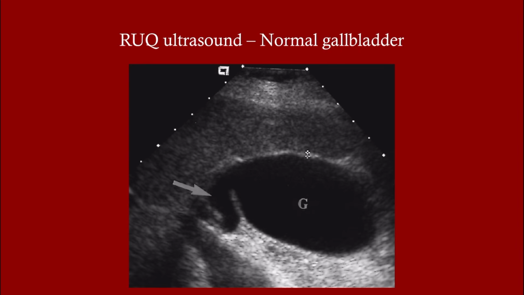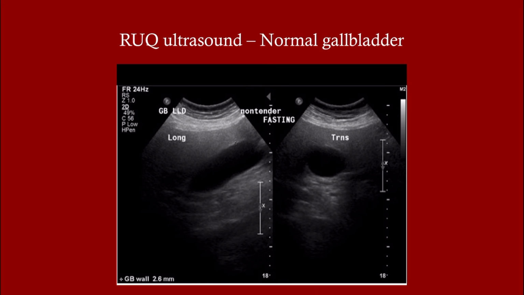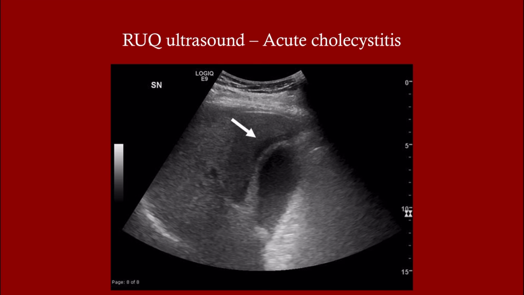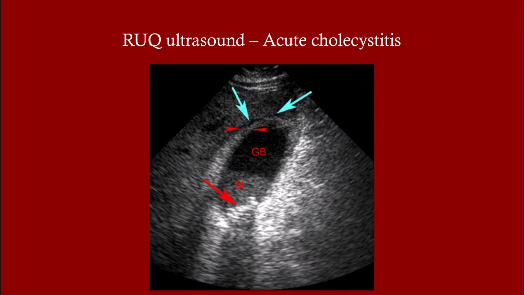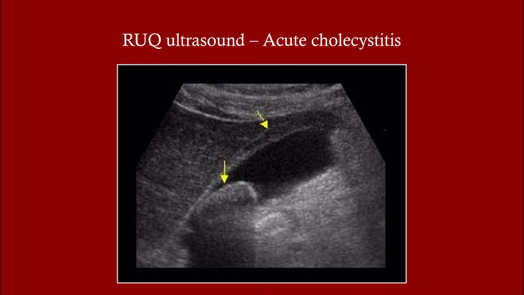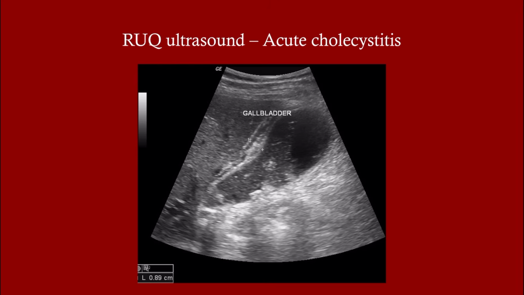So again, here's a normal gallbladder. And then what you can see here, we don't see a stone. We see some biliary sludge here. But what you see here is pericholecystic fluid. And then we also see a thickened gallbladder wall. Okay, so here's sludge. And there's a stone right there.